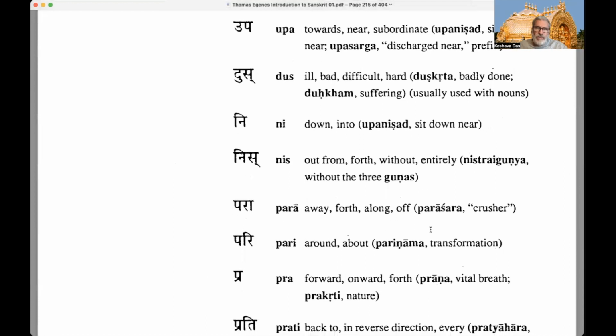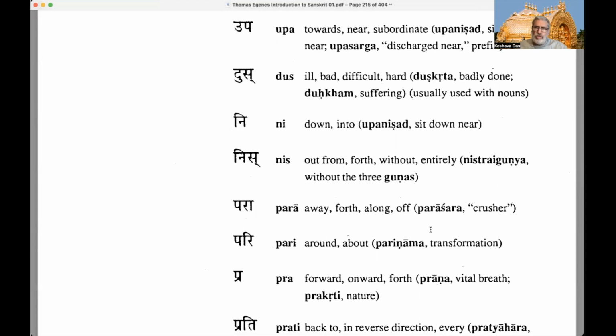Okay, dush meaning bad or ill or difficult or hard. So krita meaning something which is done, or an act, or like an activity, right? So dushkrita is bad activity, so badly done here, right? So dush becomes du in front of kha, like that. So dukha, right? Suffering.